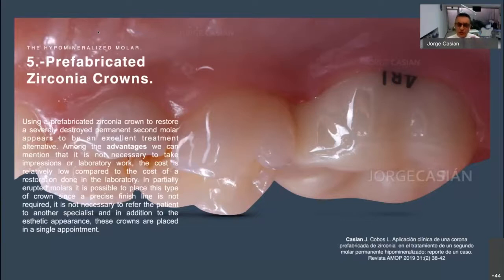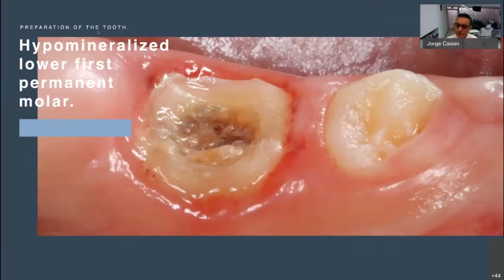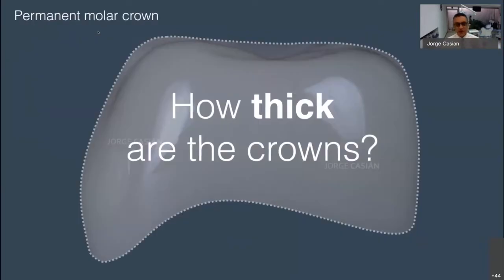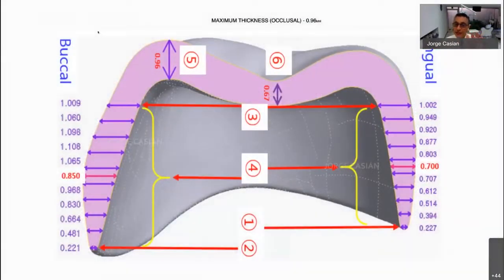The question is, should we be worried about that in this case? Or maybe in this other case, should we be worried about the amount of tooth reduction needed to place a crown in this hypomineralized molar? How thick are the crowns? The thickness at the center of the occlusal surface of a zirconia crown for a permanent molar is about 0.7 millimeters, while the thickness at the tip of the cusp is less than 1 millimeter.